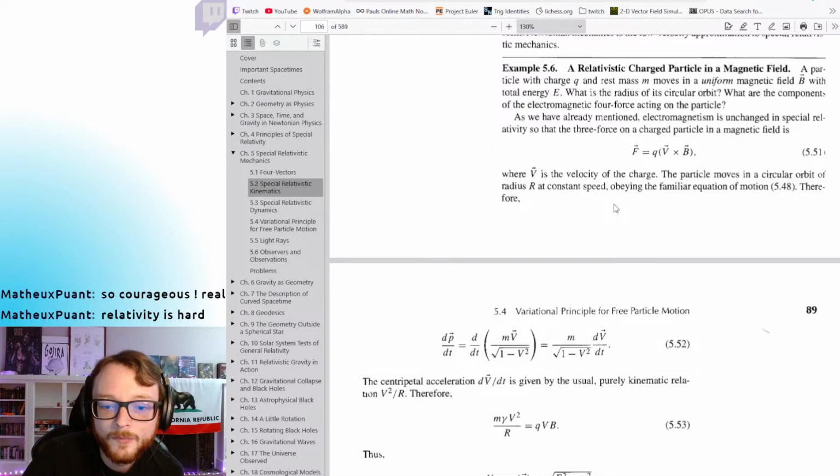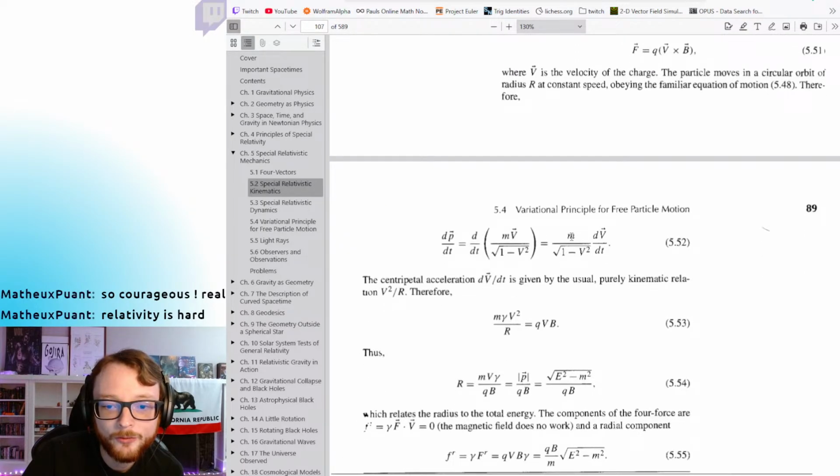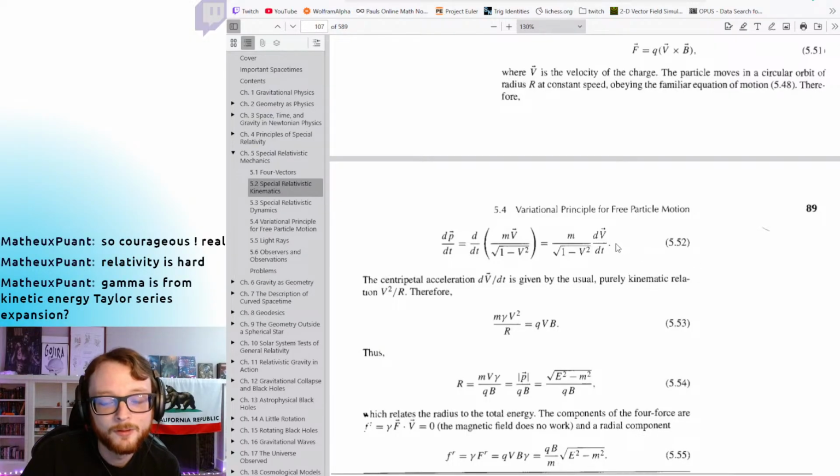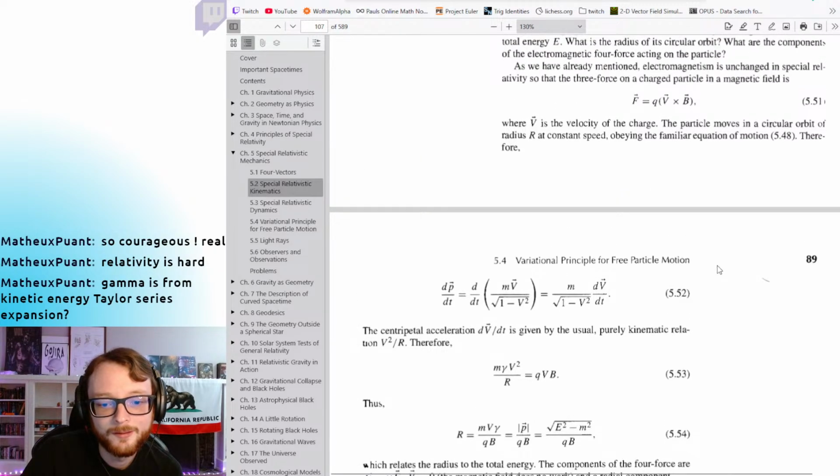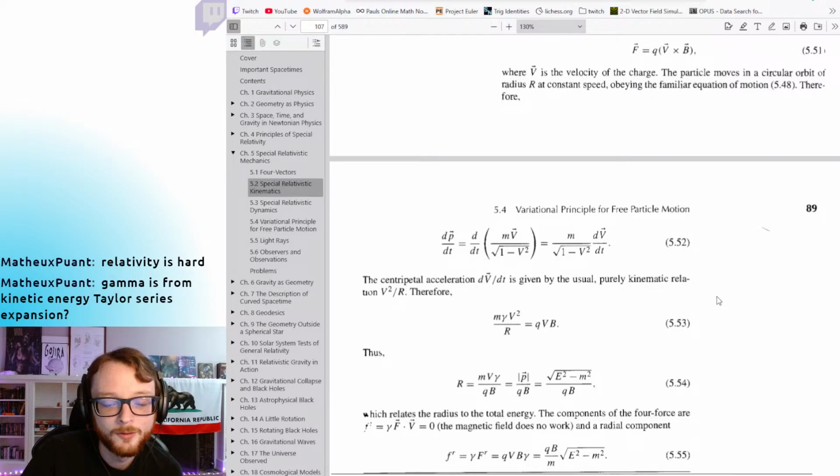Oh, wait. Maybe it's the right side of 5.52. Yeah, that's what I was about to say, because there's a gamma there, isn't there? It's like m gamma times dv/dt. Is that what they did? I think it must be. Yeah, you got it. That's what they did. And then the right side is 5.51, just the regular Lorentz force. Oh, yes. Okay, thank you. Yes, I get it now.